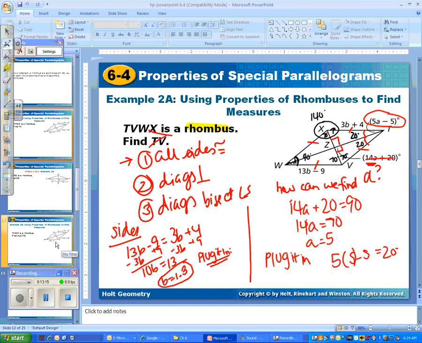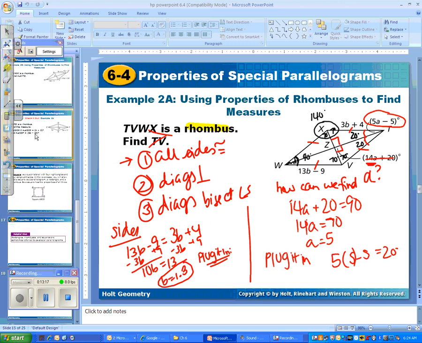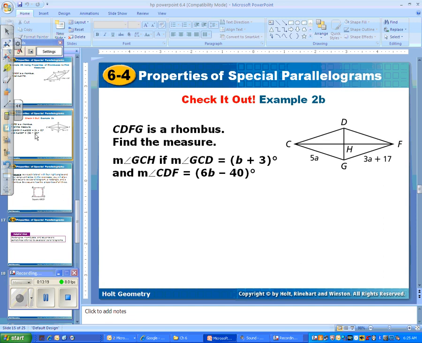So awesome. All right. So why don't you try to figure out how to do this problem. Okay, they tell you it's a rhombus. So again, about a rhombus, we know all the sides are congruent. We know that the diagonals are perpendicular, and we know that the angles are going to be bisected. All right, so here's everything we know about a rhombus.